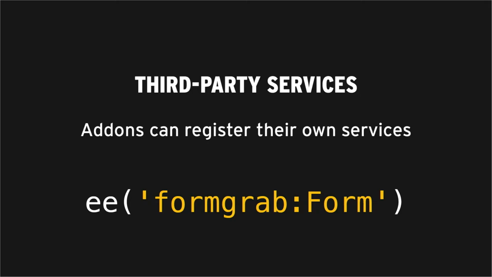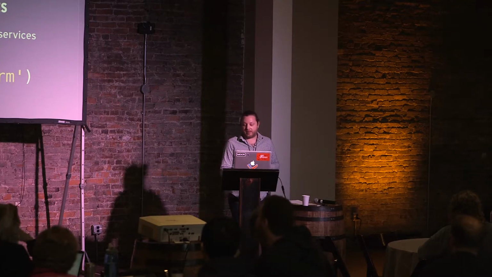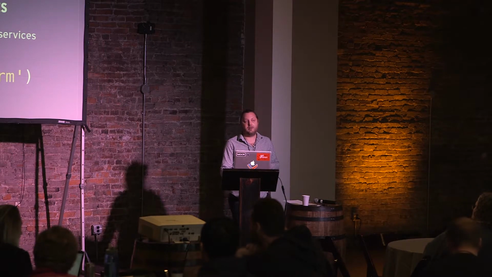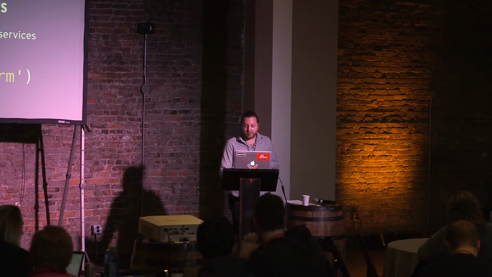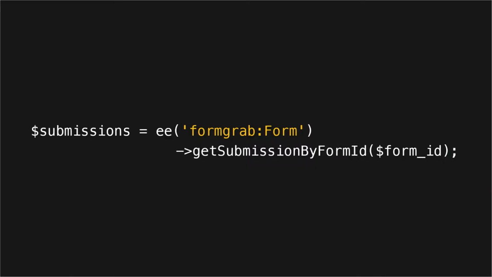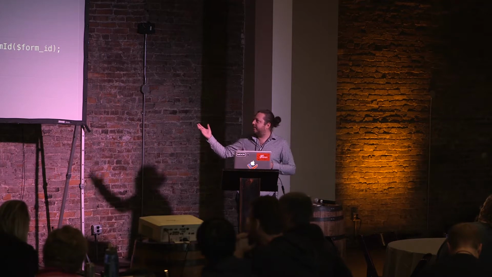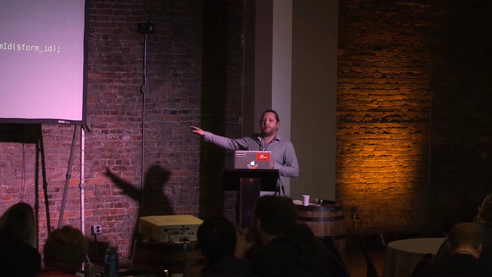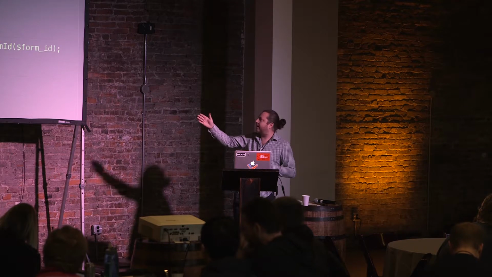Third-party services: add-ons can actually register their own services. So here's an example from FormGrab, and you just use a prefix before the service name, separated by a colon, which will be the add-on's short name, which is the same as its directory name. In this case, this is the form service from FormGrab. And here's an example call to that particular service, which is I want to get a form submission by a form ID, and then you get the submissions back. This is a really clear example of I have no idea how this works behind the scenes. I just want the submissions, and it's a one-liner.